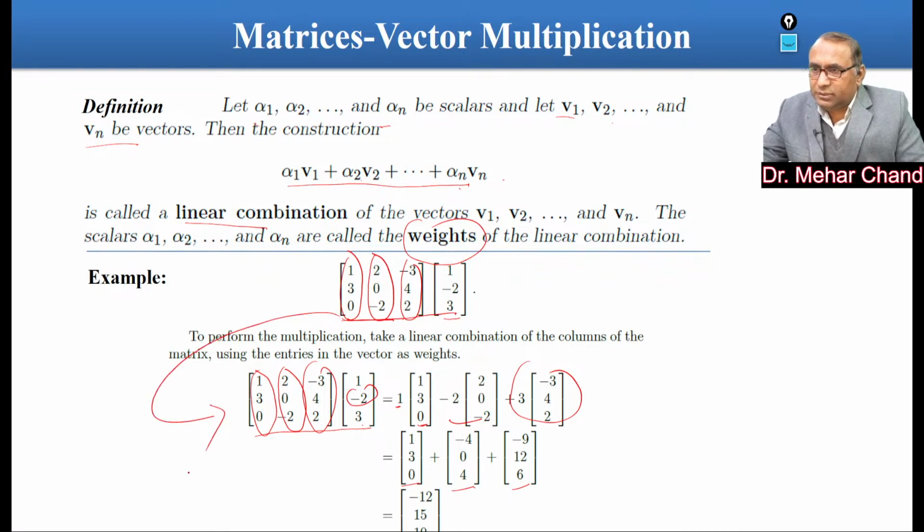This is the A matrix, this is the B matrix. You need to multiply A with B, and you will have this one. So in this way you can easily find the linear combination of the vectors when you also have scalars.